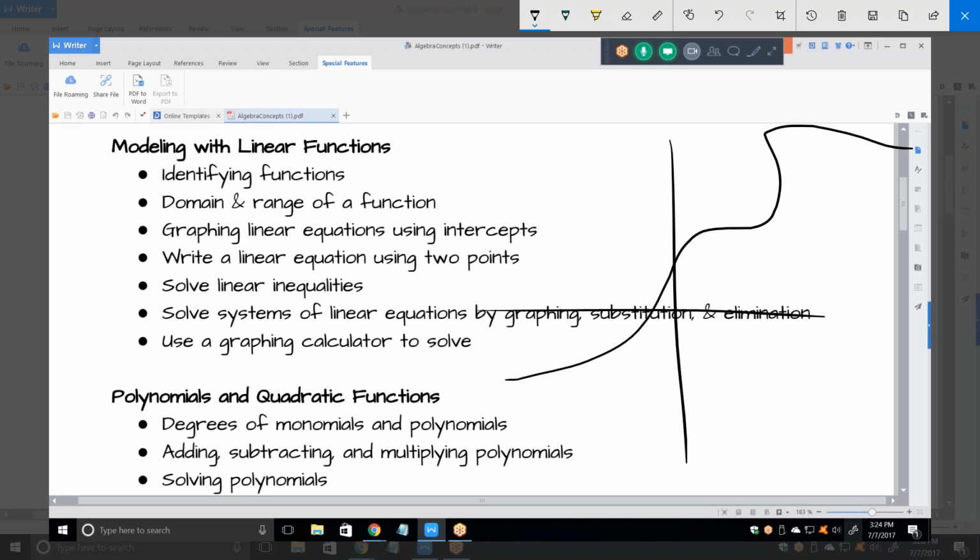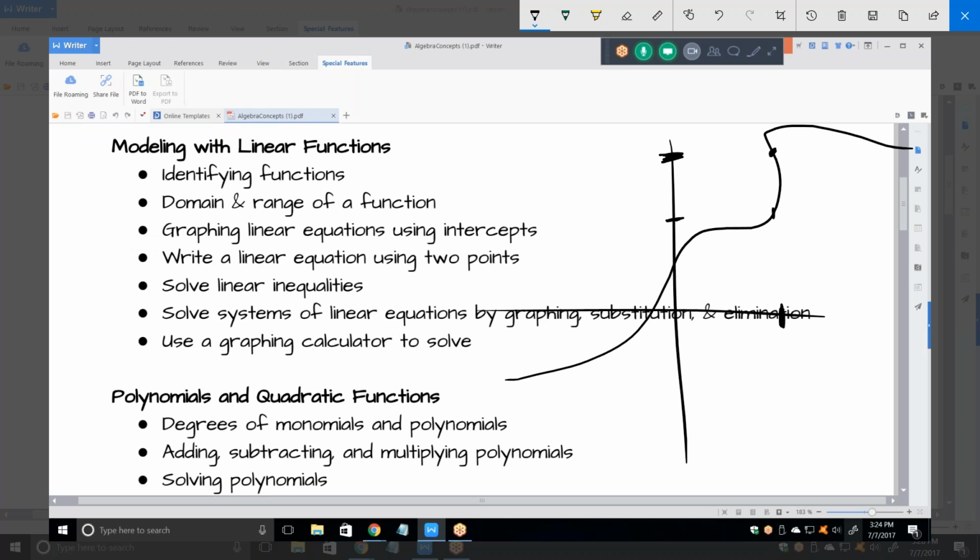Is that a function? No. No, because when I look at this value of x right there, I get that value of y, but I also get that value of y. Okay, so there is a direct violation of what a function is. You cannot have one value of x producing two different values of y.